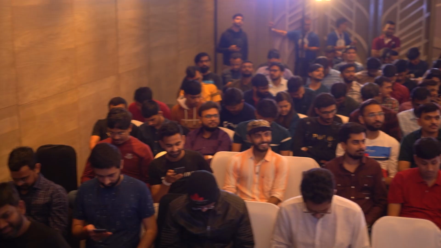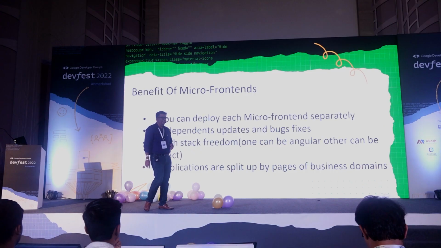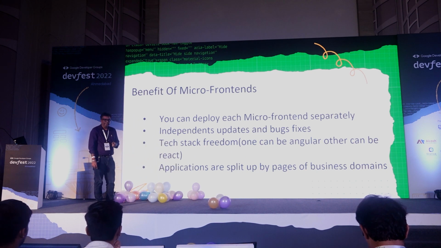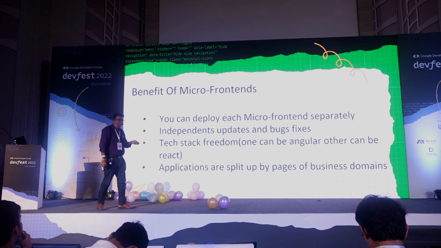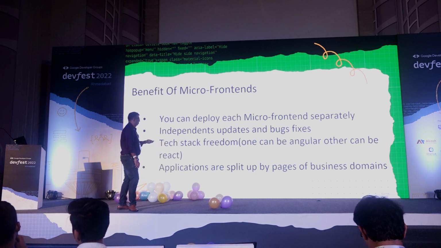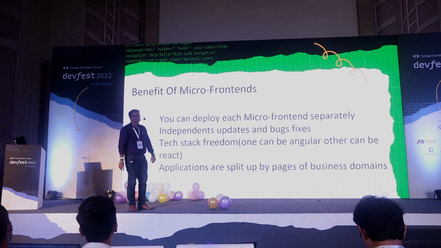Then another thing is independent updates and bug fixes. Let's say the speaker page has some bug, so we need to deploy only that particular thing. We don't need to deploy the whole site, right? Then another thing which we already talked about, tech stack freedom. One can be Angular, one can be Vue, one can be React, anything you can do. Then applications are split by pages or business domains. Business domains are like your YouTube search, your YouTube sidebar, YouTube video page, right? And pages are like your dev page main site, then speaker page, like that.